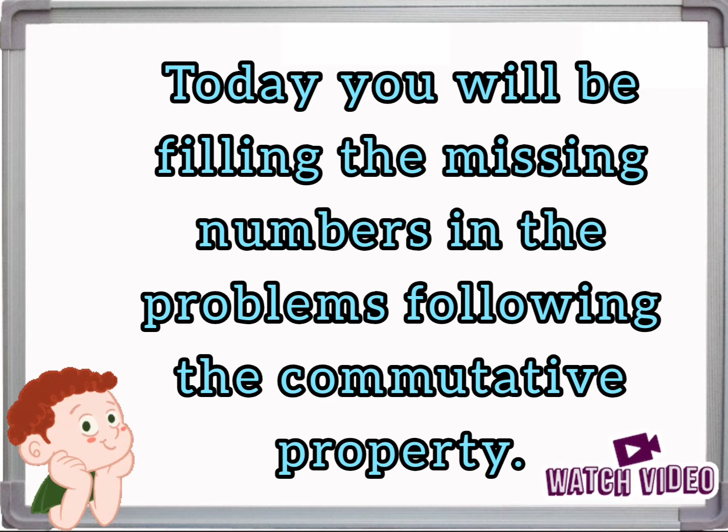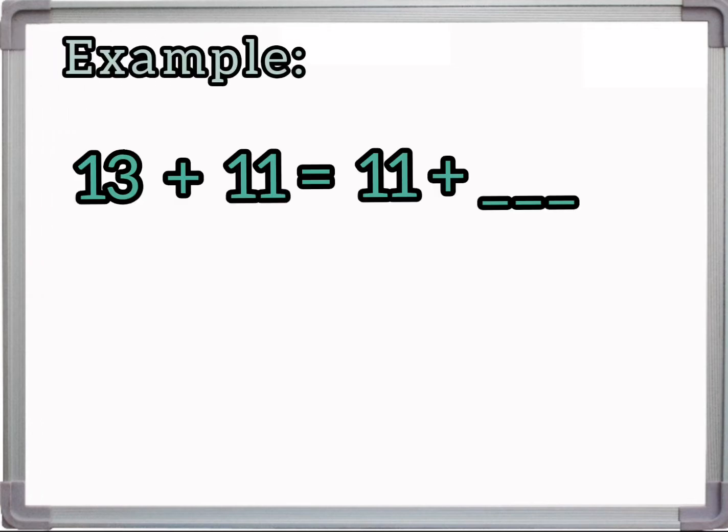So today you will fill in the missing numbers on the problems following the commutative property. For example, we have 13 plus 11. So our addends are 13 and 11 equals, you can see 11 plus blank. So remember that in commutative property, the same addends we have on one side, we should have on the next side. Only that on the next side, it will be in different order.